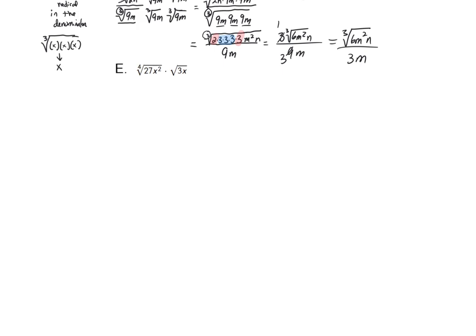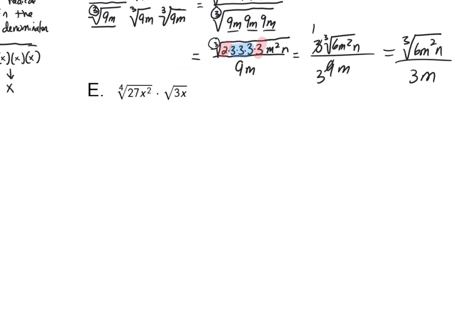All right, finally, we are not going to do D. And just to work down to letter E, notice again that my roots are not the same. We have a 4th root and we have a square root. So we are going to work on these individually and see what we can come up with. I'm going to have the 27x squared to the 1/4, 4th root, times 3x to the 1/2.